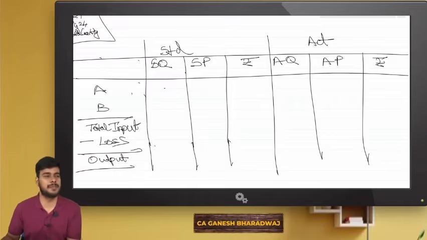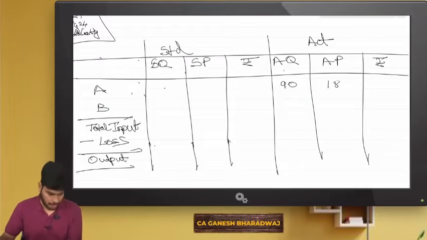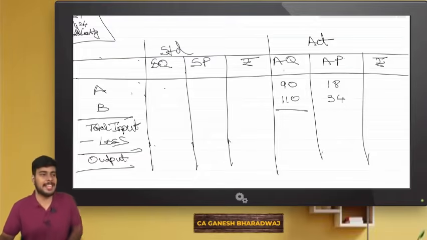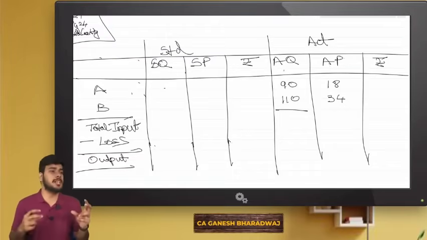Now, let's fill the figures that we have with us right now. Shall we? Actual quantity of A is present. Guys, look at the question. Actual quantity of A, how much? 90. Actual price of A is given. How much? 18. Okay, fine. Actual quantity of B? 110. Actual price of B? 34. Okay, fine.